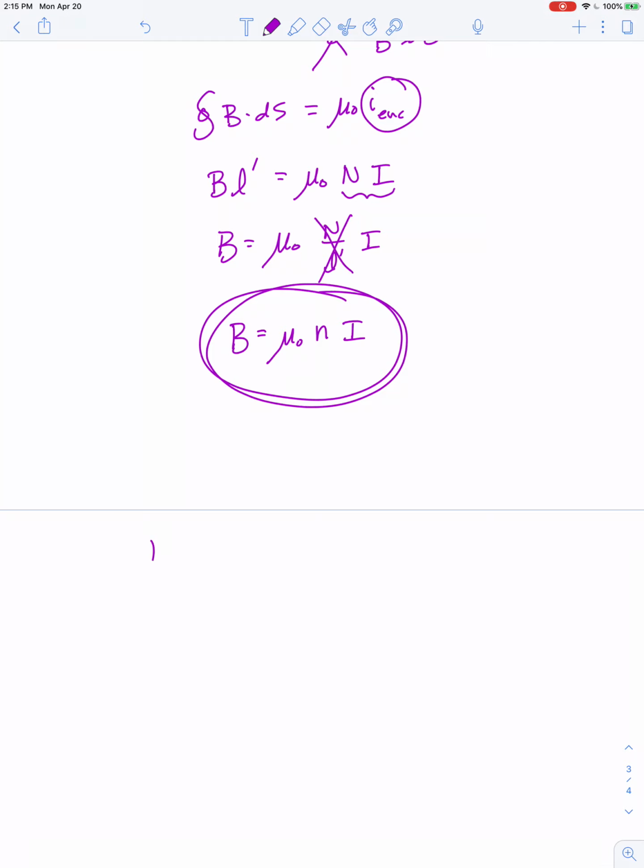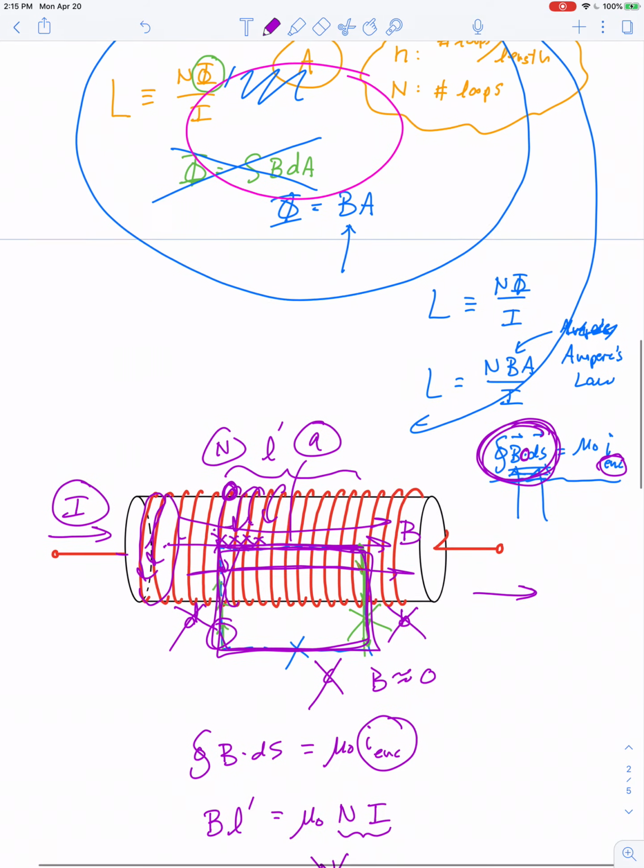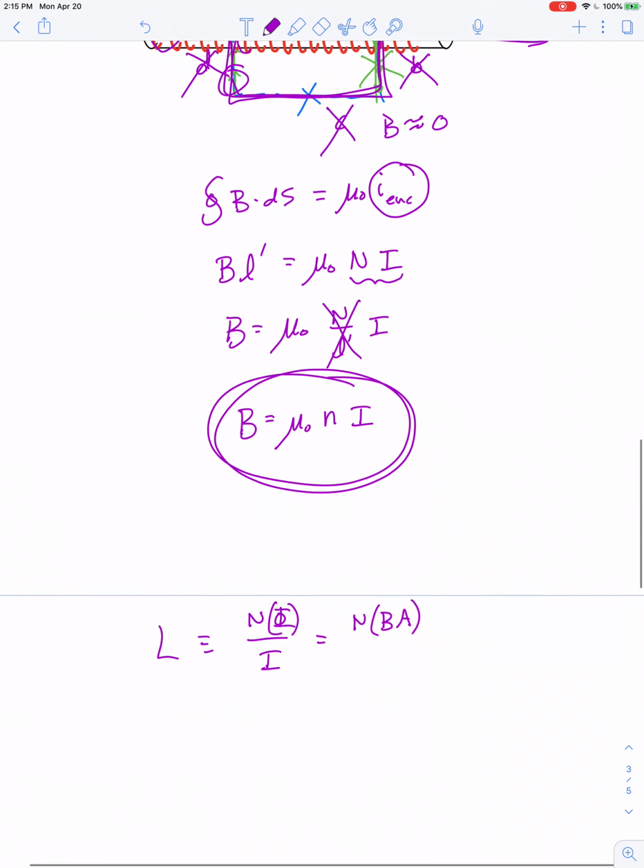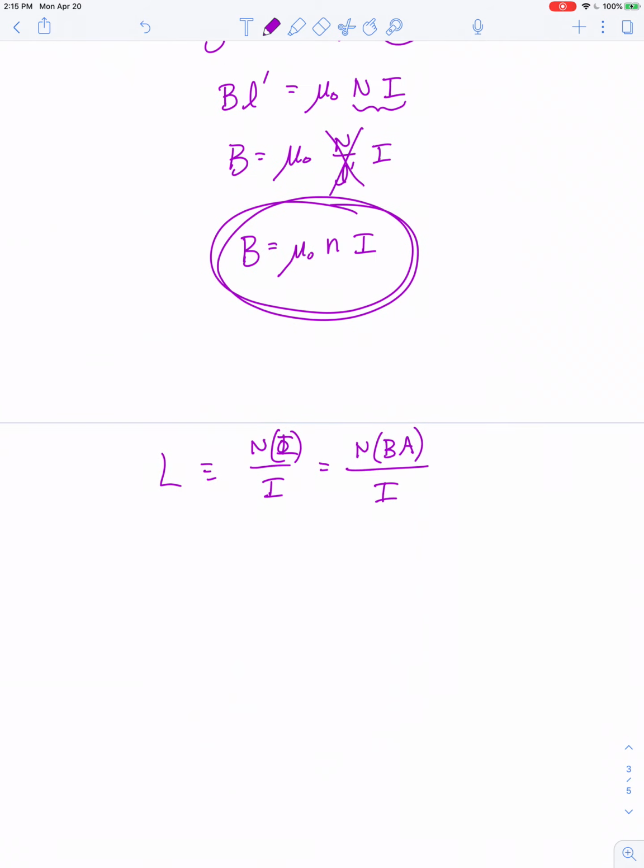So remember what we're trying to solve for, the inductance of the solenoid. And we said by definition it should equal N phi divided by I, which in turn is N BA. I can replace phi with BA as long as the magnetic field is uniform, and thank goodness in a solenoid the magnetic field is very nearly uniform. So we get NBA over I, and now I have something I can substitute in place of B. So we get L is equal to mu naught n I times capital N times A, all divided by I.